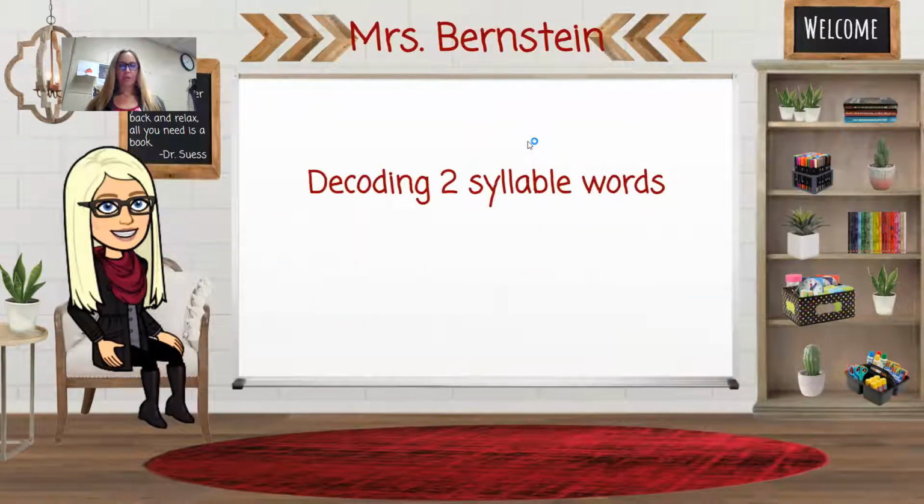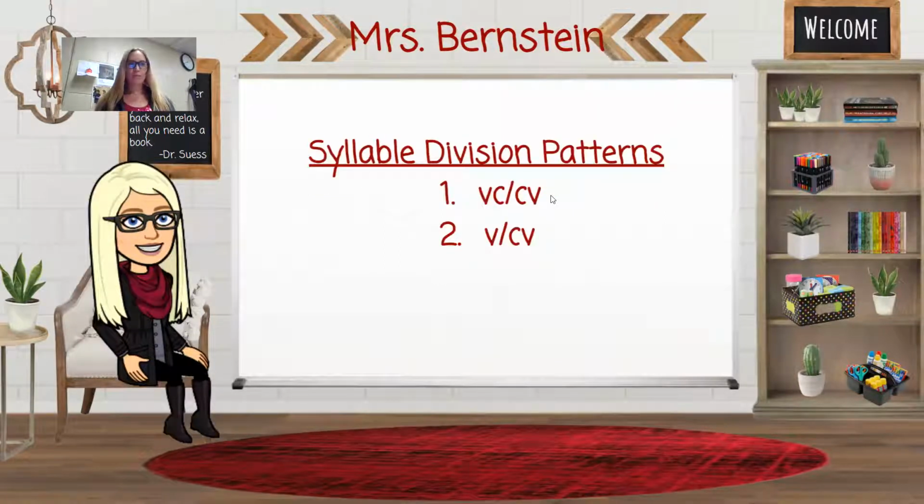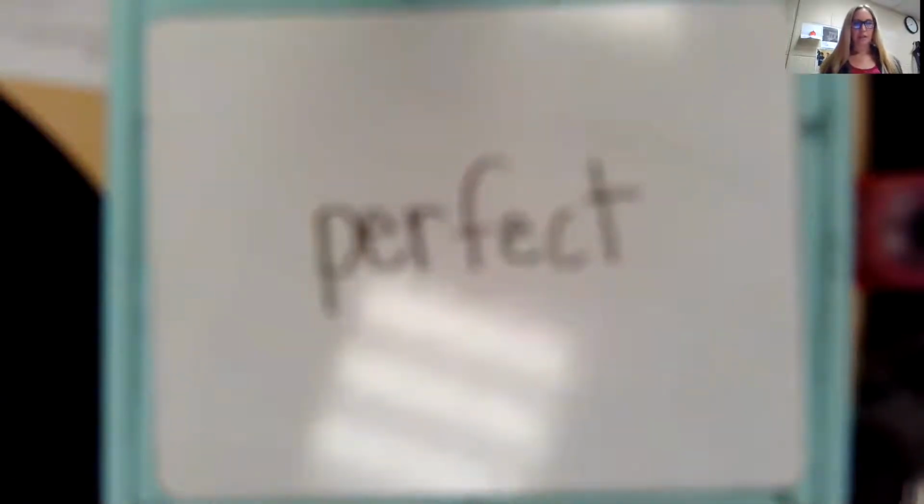All right, let's start off with some syllable work. Right now we have 2 syllable division patterns. We're going to add 2 more next week, which is super exciting. But the 2 ways we know to divide words into syllables, the most common way is to divide between the 2 consonants. And if that doesn't work, then we divide after the vowel before the consonant. All right, so let's move over to the whiteboard and have you write this word on your board. Let's get started.